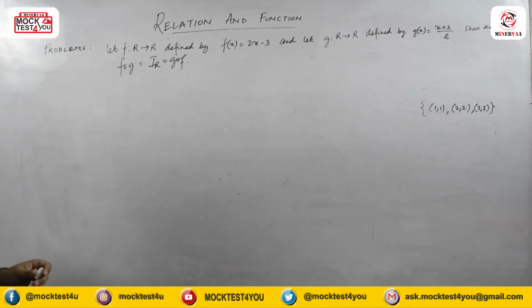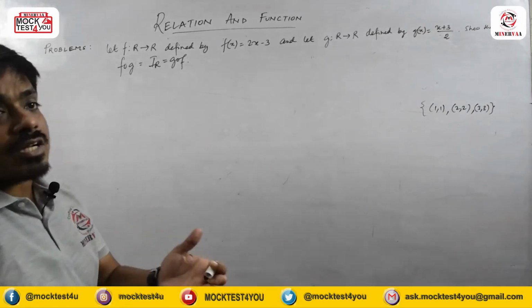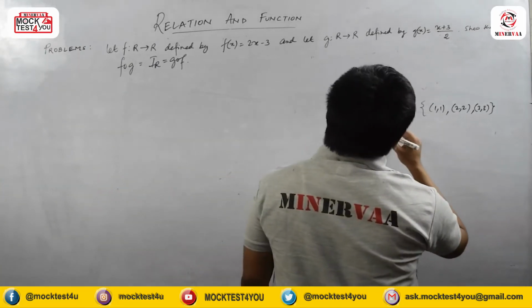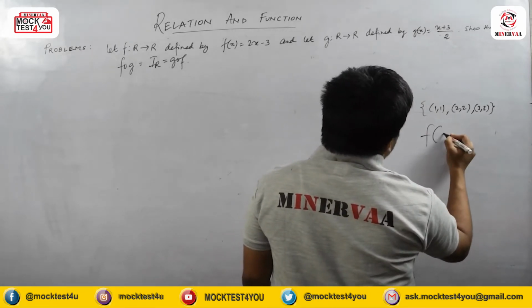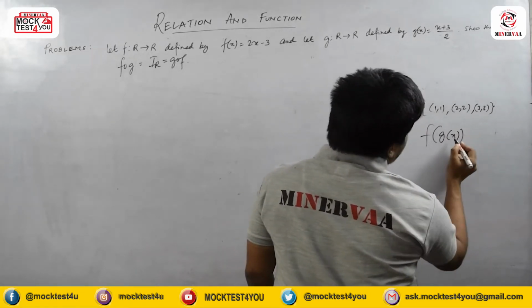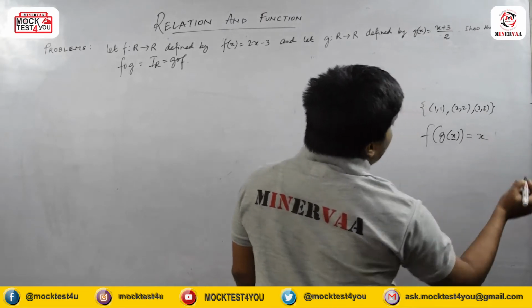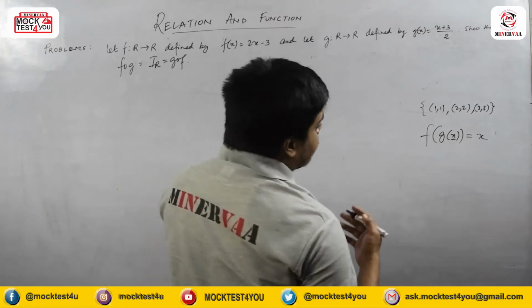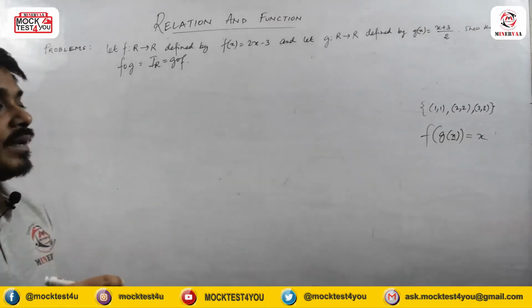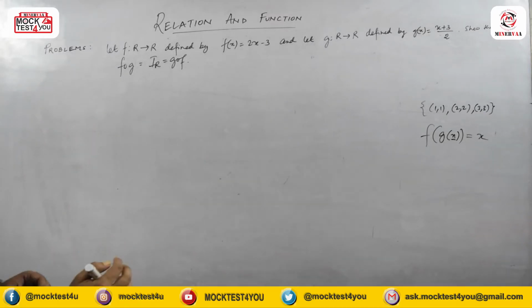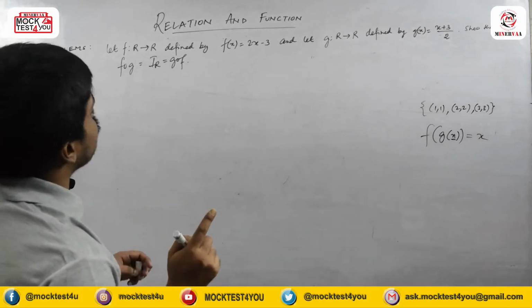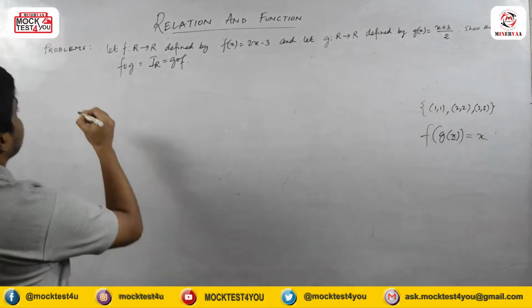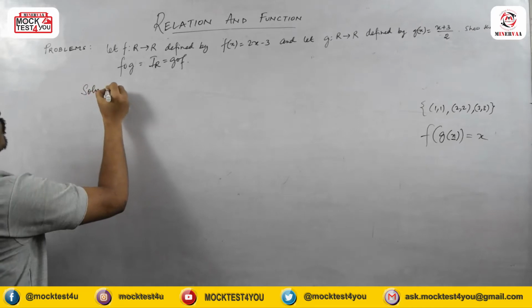Okay. So now what we have is, suppose another one. What is the definition of identity? Suppose we have f of g(x). F of g(x) must be equal to x. For identity relation, that must be equal to x only. Then we can say the relation is an identity relation. So let's start proving this one. First thing, let us find f of g first.